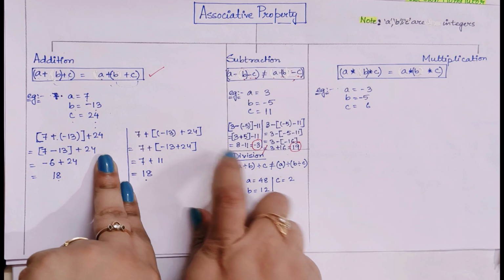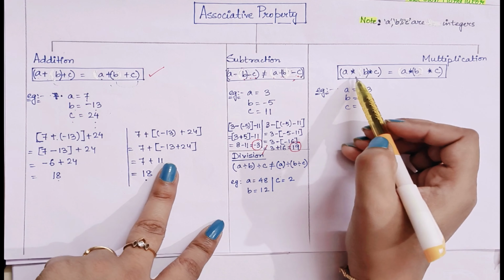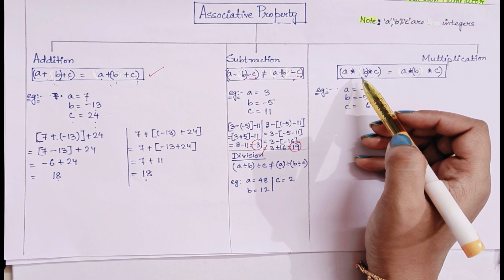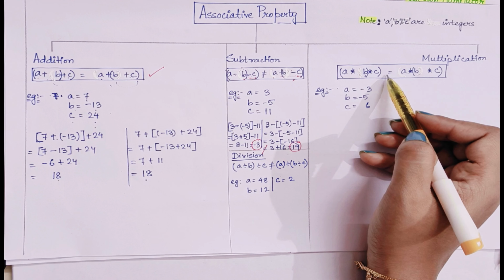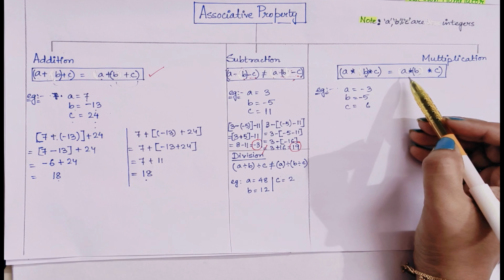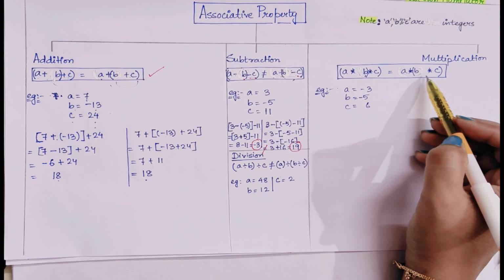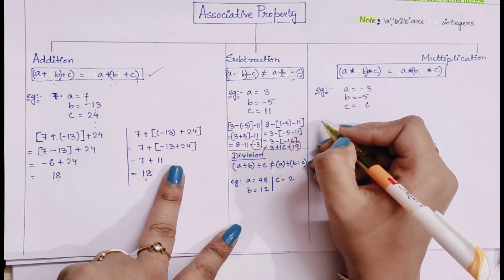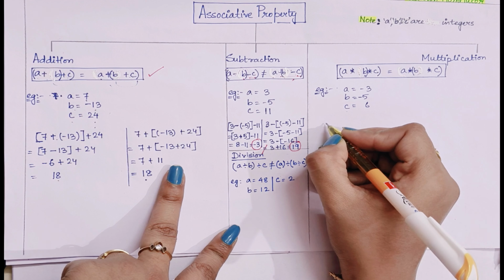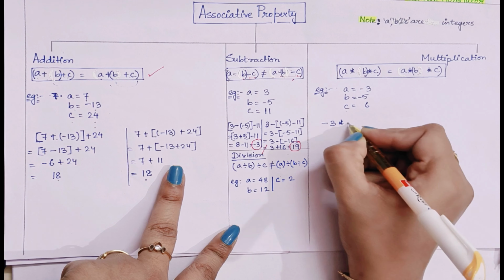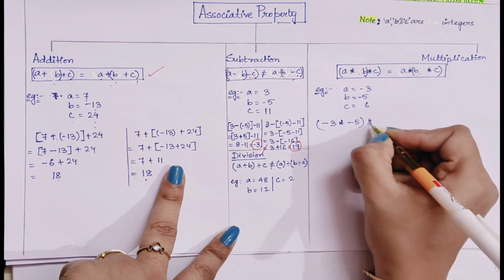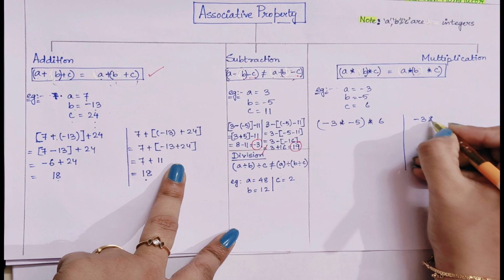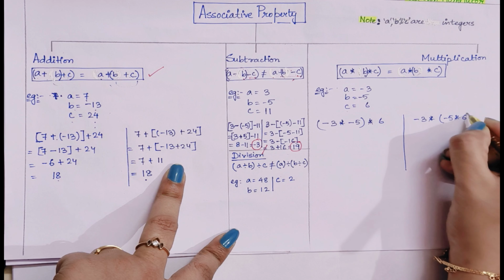Let us have a look at multiplication. For multiplication, if we multiply the first and second integers and then multiply the product with the third integer, that should be equal to the result we obtain when we multiply the second and third integer and multiply that product with the first integer. So let us take the values and explain. I will write in this pattern: minus 3 into b is minus 5 into c is 6. And here I will write minus 3 into b is minus 5 into 6.